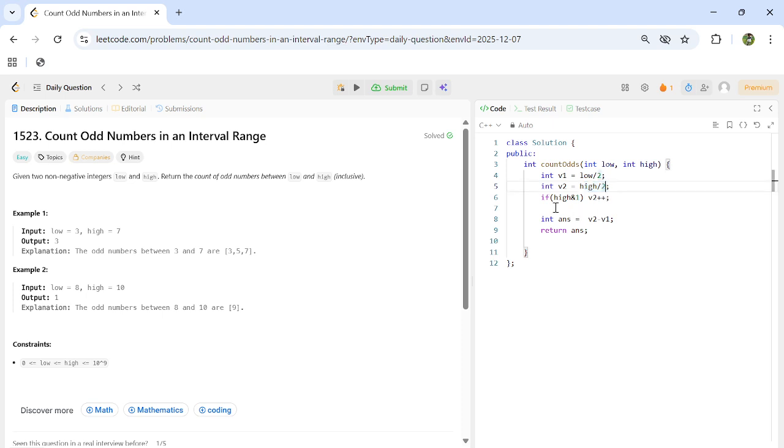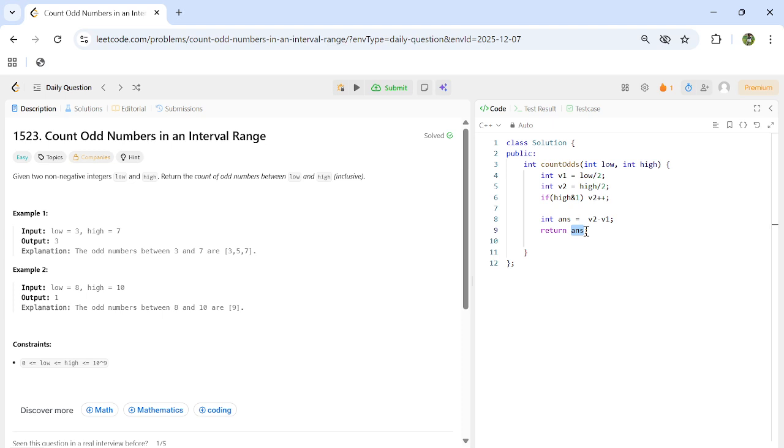So what we will do is, if it is odd, then we will do v2 plus plus, then it will automatically become 4, right? So that's why 4 minus 1 will be 3. So our answer will be 3. You can also verify this.